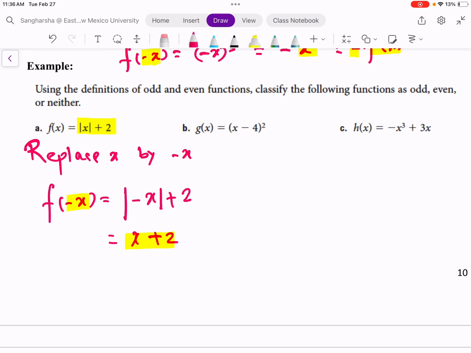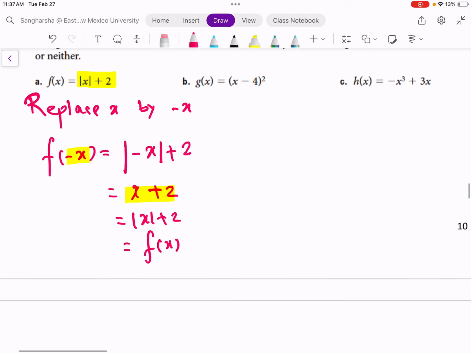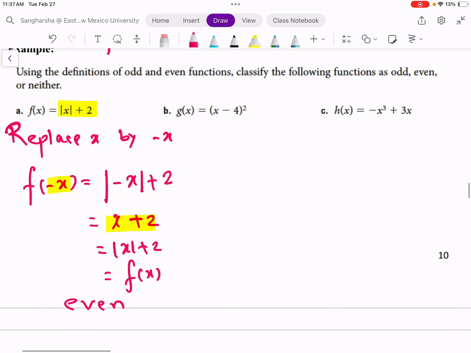Okay, this is the same as the absolute value of x plus 2, which is f of x. Now let's go to number B. So this is an even function. Now let's go to number B. So you do the same thing.